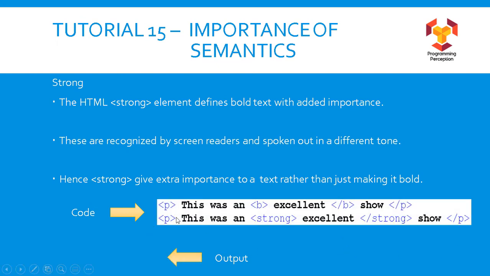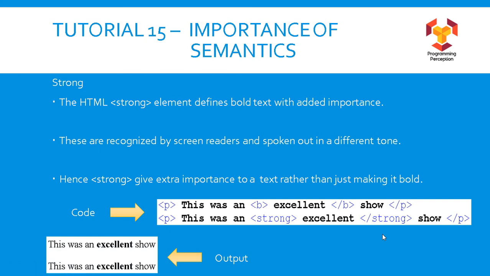I am writing down the same text here, but here we have used B and strong, these two elements. Now because it is B, this will appear in bold. Because it is strong, this will also appear in bold. But this strong text will be spoken out by the screen reader with a different tone. So on the web page, as far as the view part is concerned, they both are almost the same.